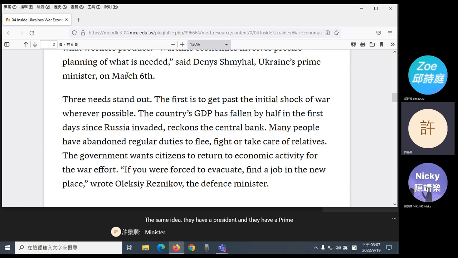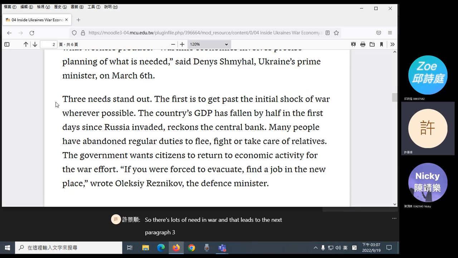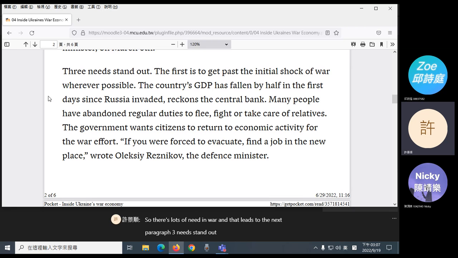So there's lots of need in war. And that leads to the next paragraph. Three needs stand out. Of the many different things that are needed, three big things are very important. So from this part, we can expect that the next big part of the essay will be about three different needs.